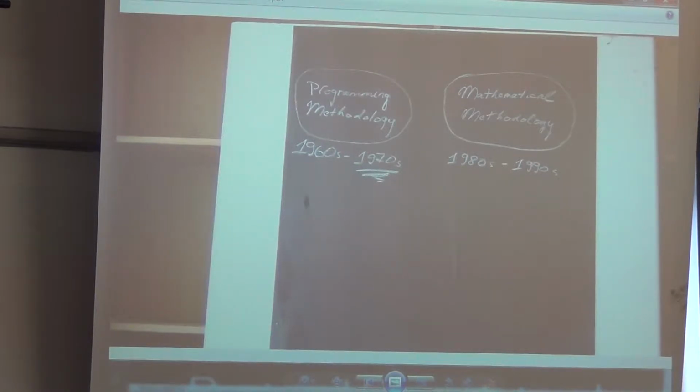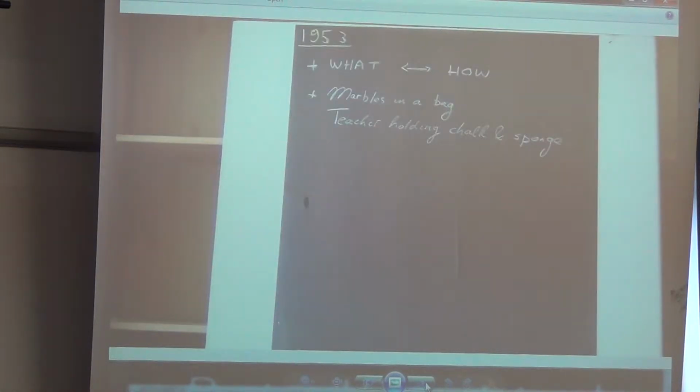And in the 80s and 90s, he was projecting what he had learned as a programmer, his knowledge about programming methodology, onto mathematical methodology. And I will cite him in a moment. Let's first have a look at 1953, when he started programming. Already in 1953, he distinguished between what a computer can do, or what a program can do, and how the task is implemented. He made this distinction very clear.